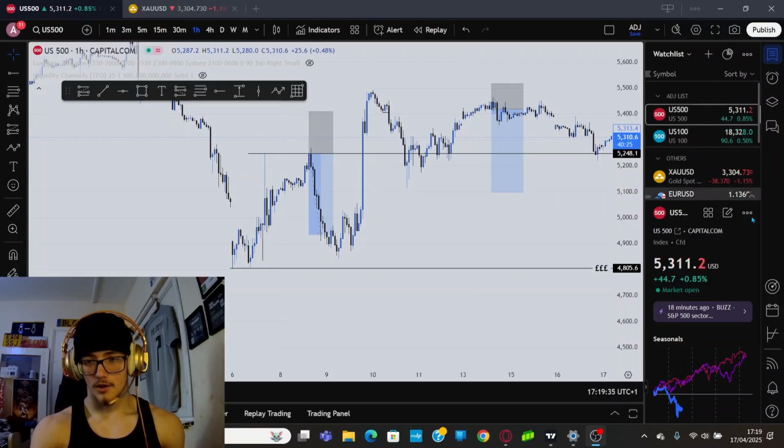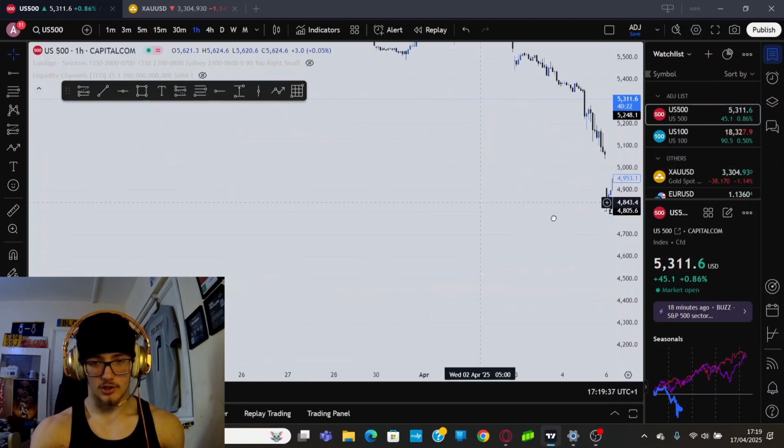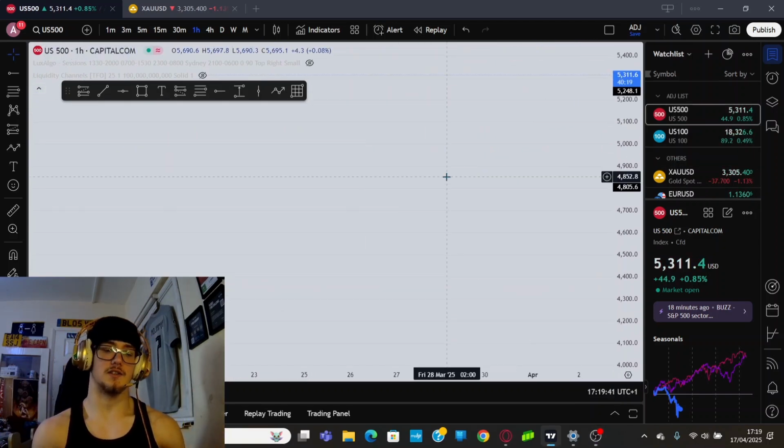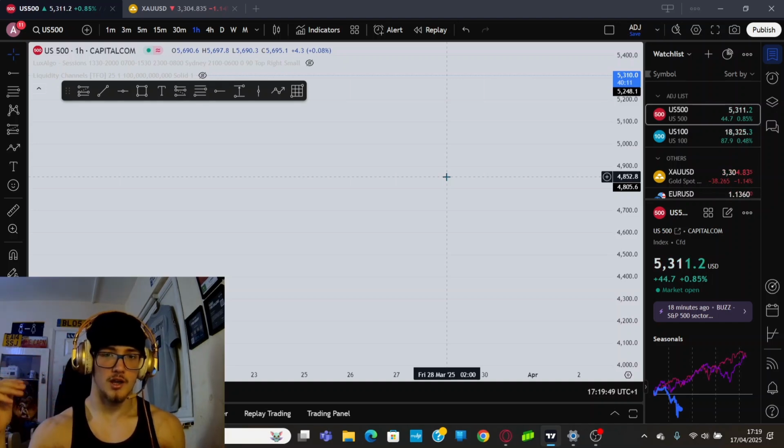So, if I pull up a blank chart here, essentially what liquidity is, is resting money in the markets, because everyone knows the market can't just keep going up. It has to come down, collect money from stop losses and limit orders in order to keep going one way, because the market runs on money.